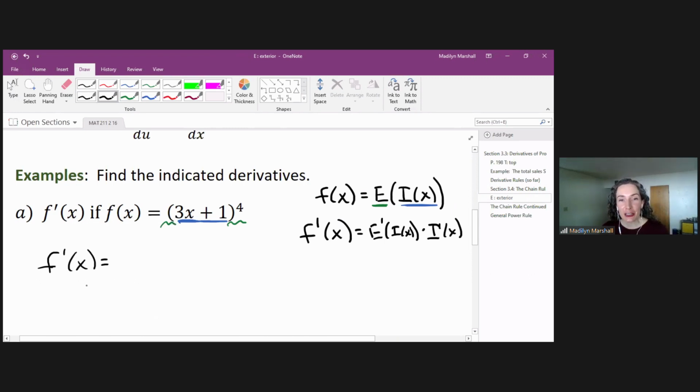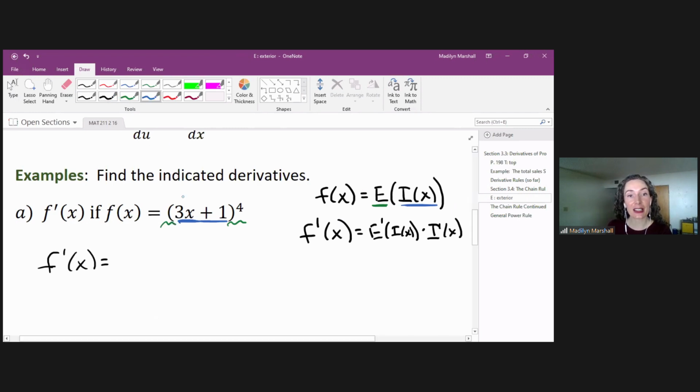So the chain rule in words is the derivative of the outside times the derivative of the inside. Or if I'm using the book's words, the derivative of the exterior times the derivative of the interior. So if we're looking at just the exterior part, we have something raised to the fourth power.